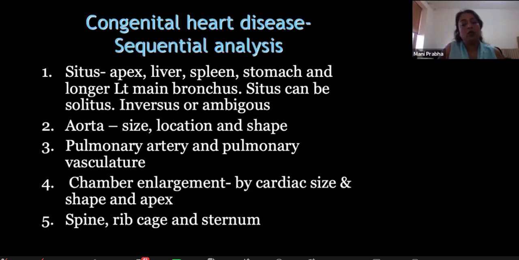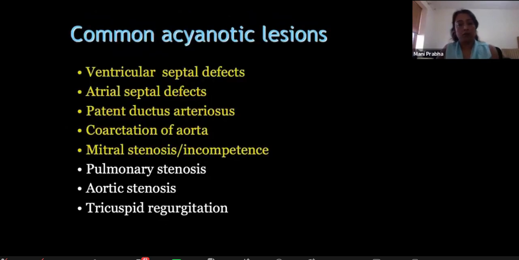And also in most of the enlargements, the cardiac size will be increased. Last but not the least, we have to have a glance at the spinal column, rib cage, and the sternum. So if you go through these five points, you would be able to describe a cardiac condition and narrow down the differential, and then if needed, refer for echocardiogram. So let's start with our differentials first.